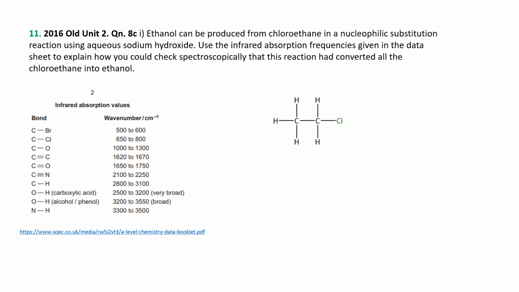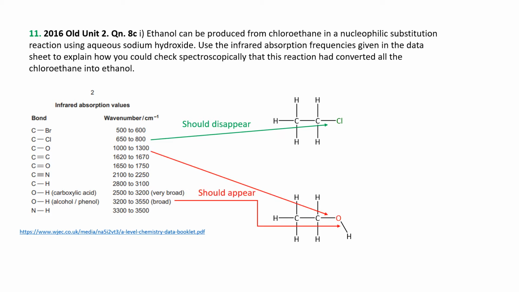Well, there's chloroethane and there's ethanol. Obviously the C2H5 bit doesn't change at all, so we're looking at the bits that do change. So we've got carbon chlorine in the reactants. That should disappear as it all reacts, and as we make the product, we should start to see not just a carbon oxygen peak, but also the very diagnostic, very broad OH peak for the alcohol.